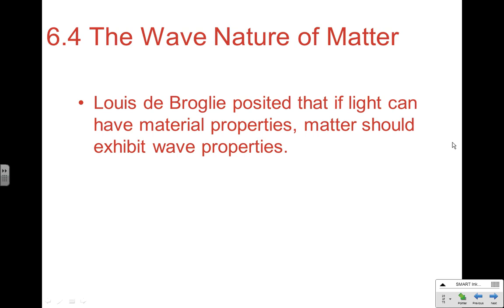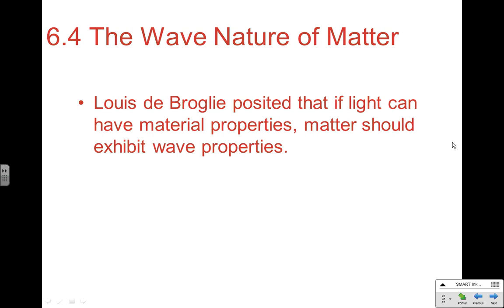Now, we already talked about how classical physics had treated light like waves and matter as if they were particles. And we already looked at how we couldn't explain all the properties of light by just treating it like a wave. In some respects, there are certain situations where light behaves more like a particle.